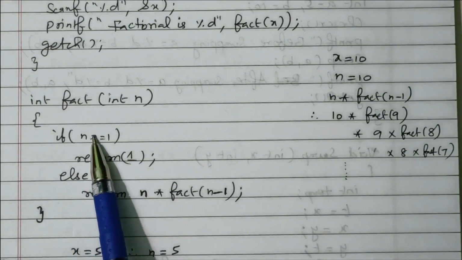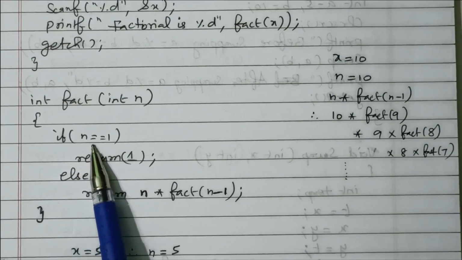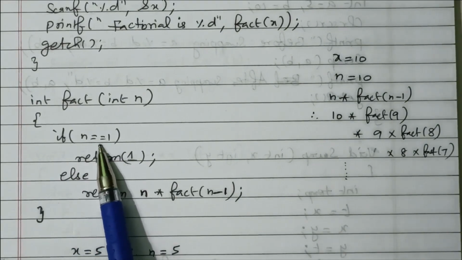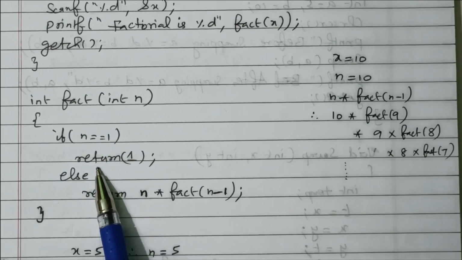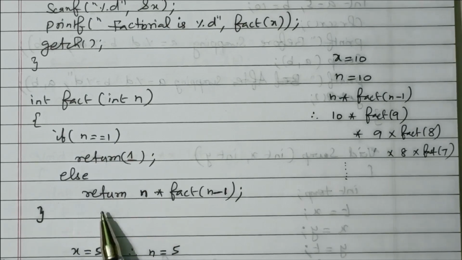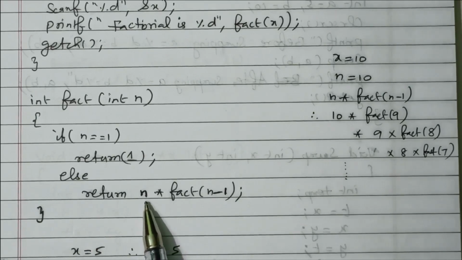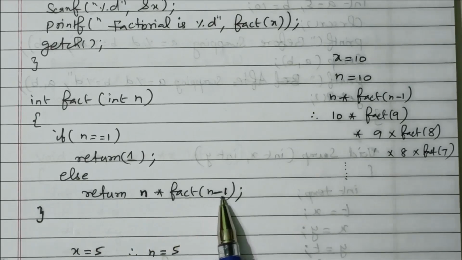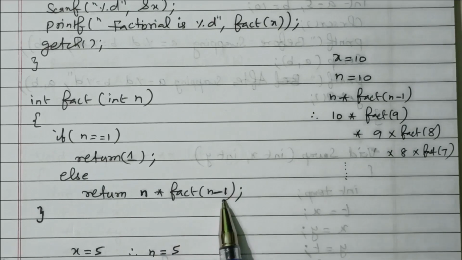Now we can start the process to find the factorial. We are checking if n equal to 1. If n equals 1, as already discussed, we can stop the process, and the return will be 1. Else, return n into factorial of n minus 1. We already discussed: 5 factorial means 5 into factorial of 5 minus 1, that is 4. So it will return 5 into factorial of 4.